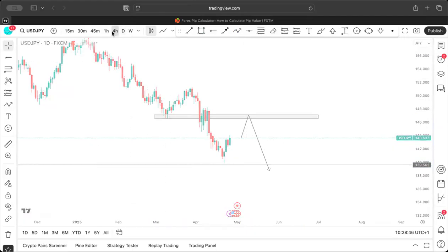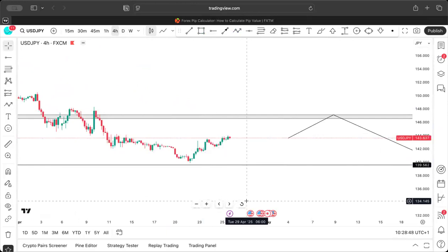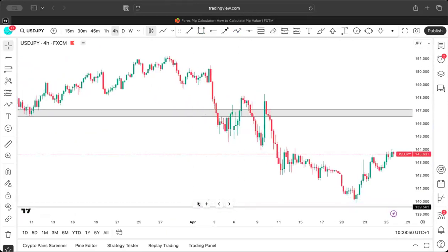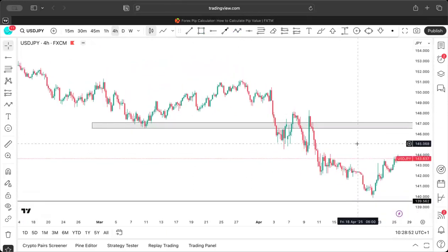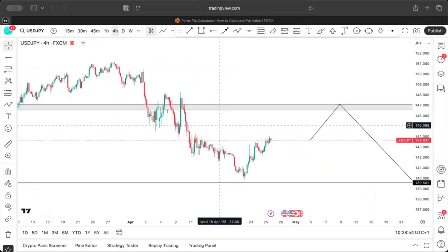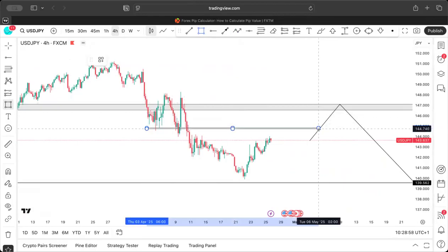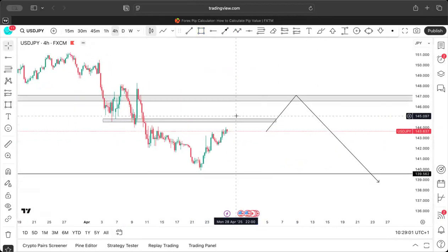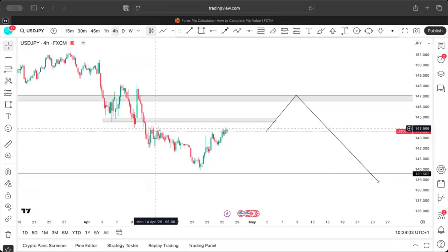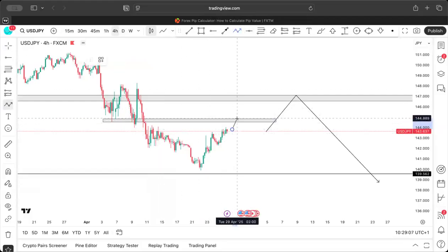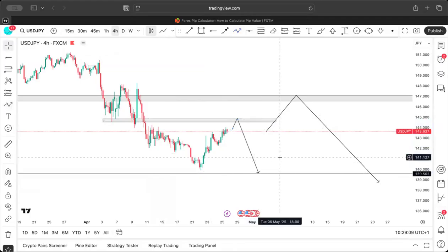Other than that, from the 4-hour perspective, let me see if we have anything else. It's possible that the market can actually come back into this 4-hour level here, tap into it, take out all the liquidity around here, like so, and then just come back down. Like I said, that is why you have to have a rules-based strategy.